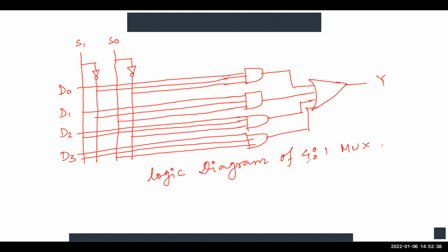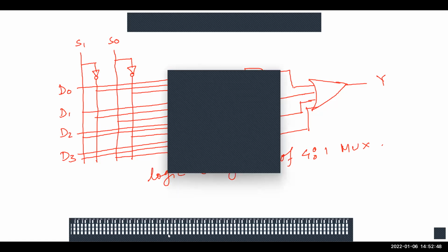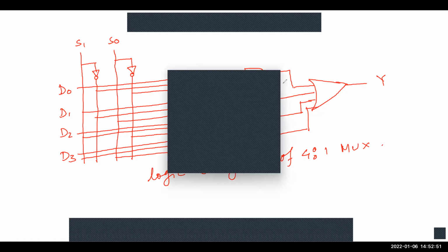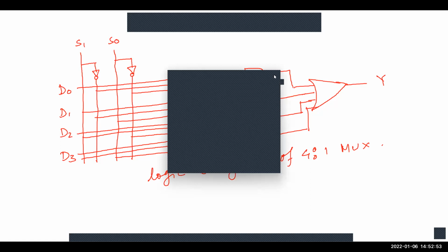Is there any doubt? No, sir. Who said no, sir? Akash. Anjan, sir. Anjan. At this moment, there are 16 students, and I am getting only one response. Is everyone able to follow the mux concept? Yes, sir.